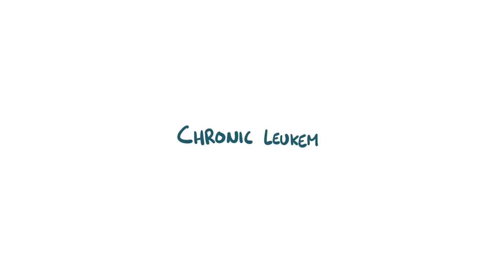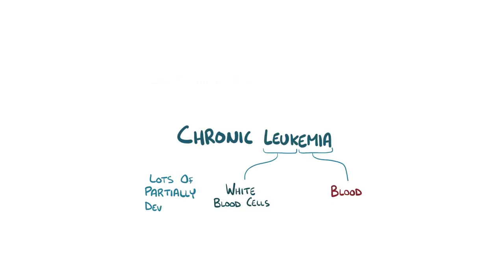With chronic leukemia, leuk refers to white blood cells, and emia refers to the blood. So in chronic leukemia, there are lots of partially developed white blood cells in the blood over a long period of time. These partially developed white blood cells interfere with the development and function of healthy white blood cells, platelets, and red blood cells.